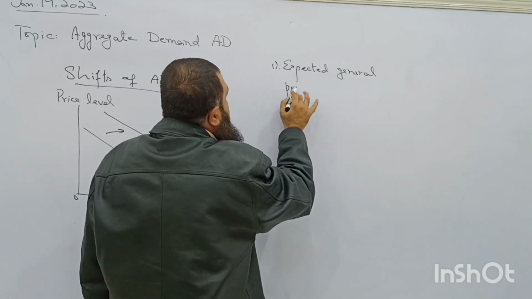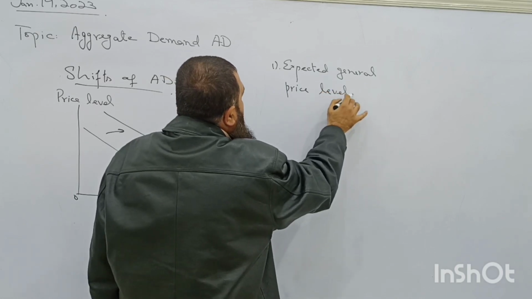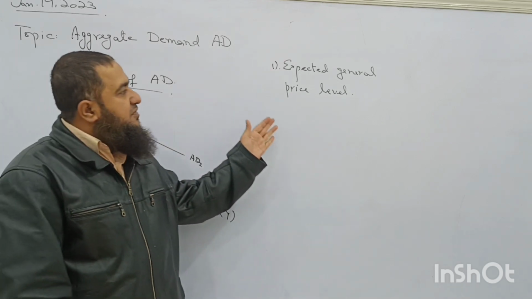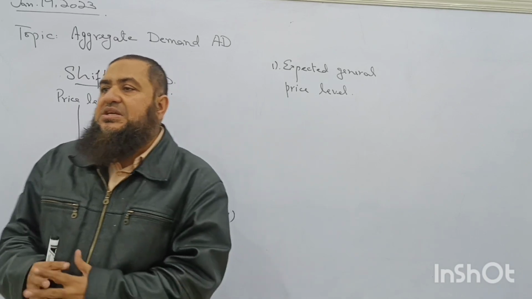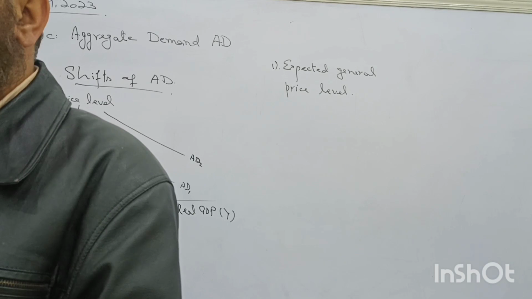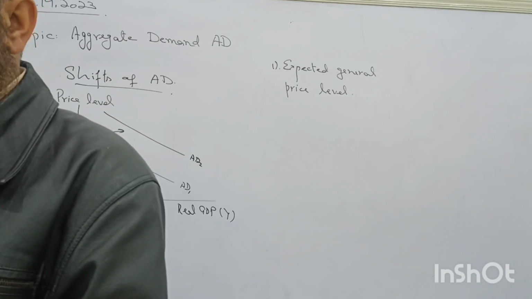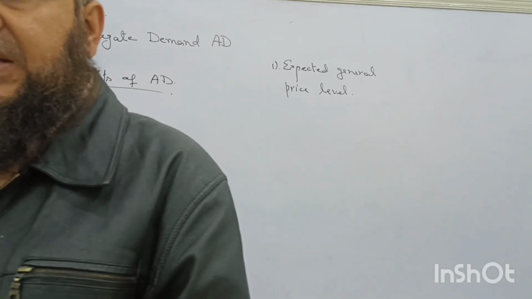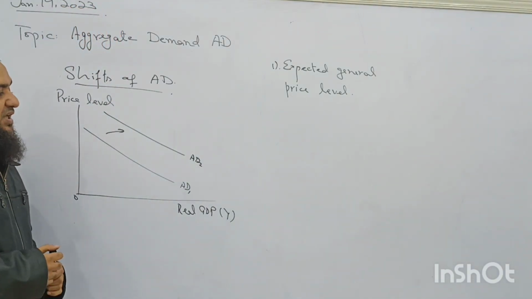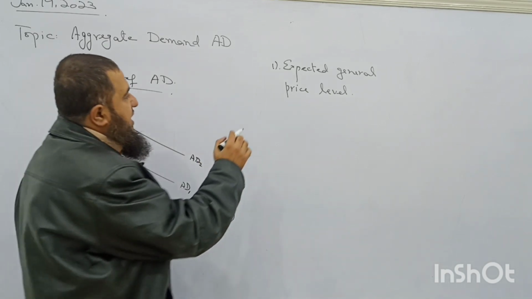People are having optimism that in future their real income will decrease, so they will buy more goods at present. And when it is expected that in future prices will decrease, they will decrease aggregate demand in the present time and buy more goods in the future when prices are lower. Clear? Now the second factor: what is the reason for the shift in aggregate demand?